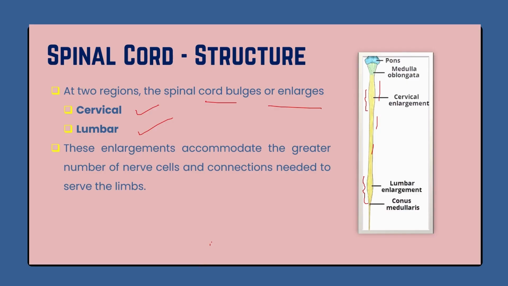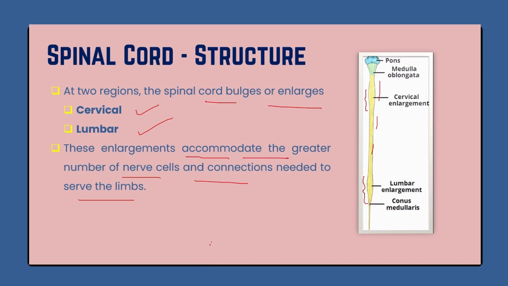So what does this bulge or enlargement do? These enlargements accommodate the greater number of nerve cells and connections needed to serve the limbs, right? So the top one, cervical enlargement, has more neurons and connections which are needed to serve the upper limbs, your hands, right? So cervical enlargement helps your hands. The bottom one, lumbar enlargement, this would be for your lower limbs, which are your legs.